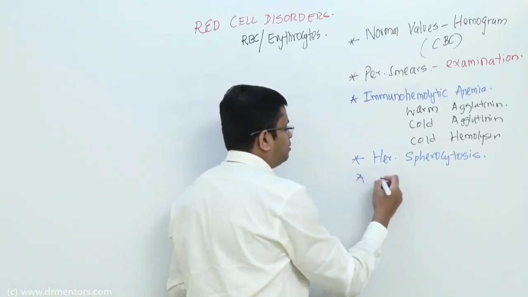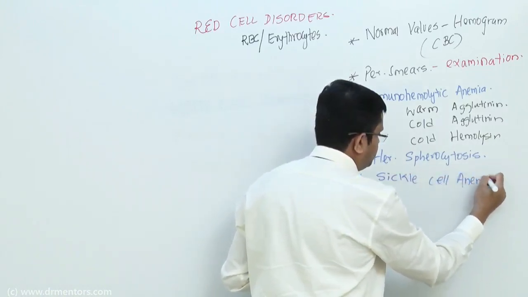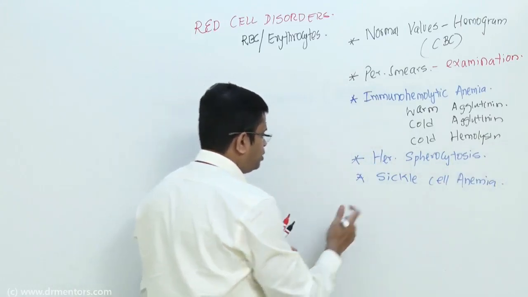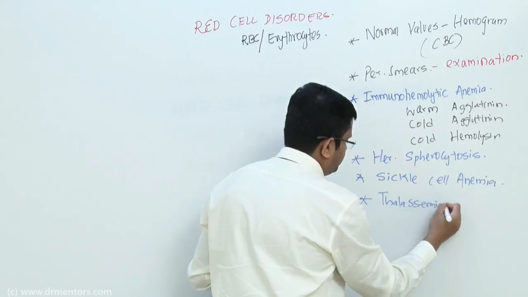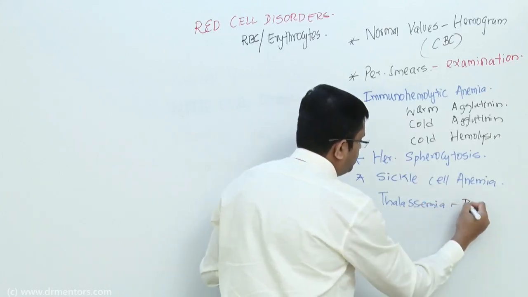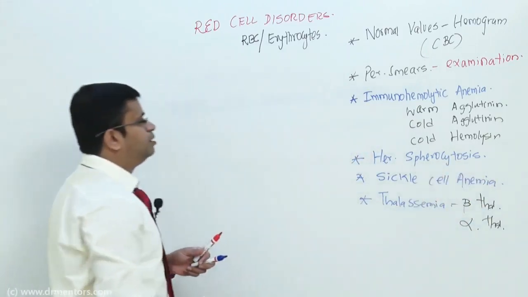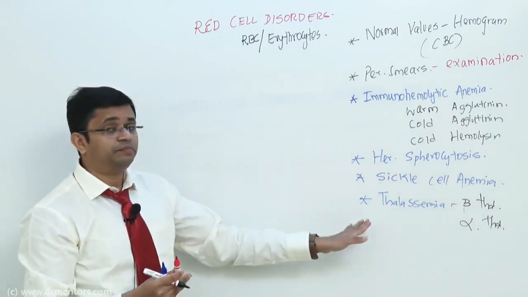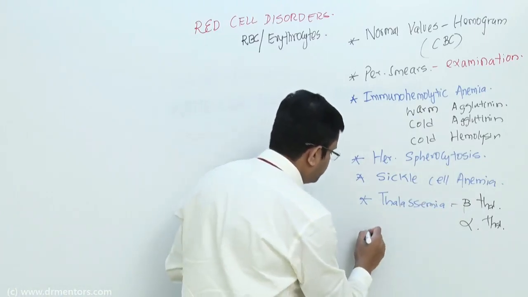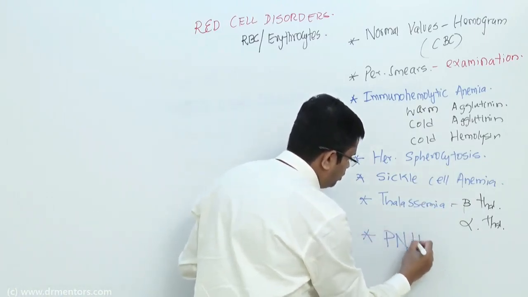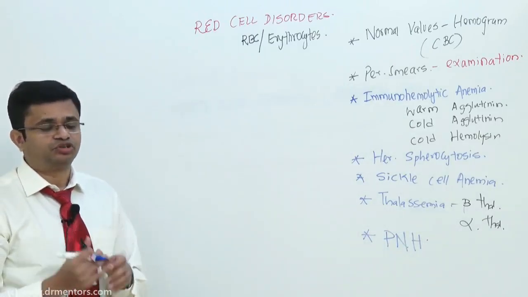Second one, sickle cell anemia. Sickle cell anemia is a very important topic. We'll discuss it in detail. Third, which is very important, is thalassemia. We'll discuss thalassemia in detail, both beta thalassemia and alpha thalassemia. Then, what are the other things I'll be focusing on for your exam? PNH. It's not a surprise. Paroxysmal nocturnal hemoglobinuria.